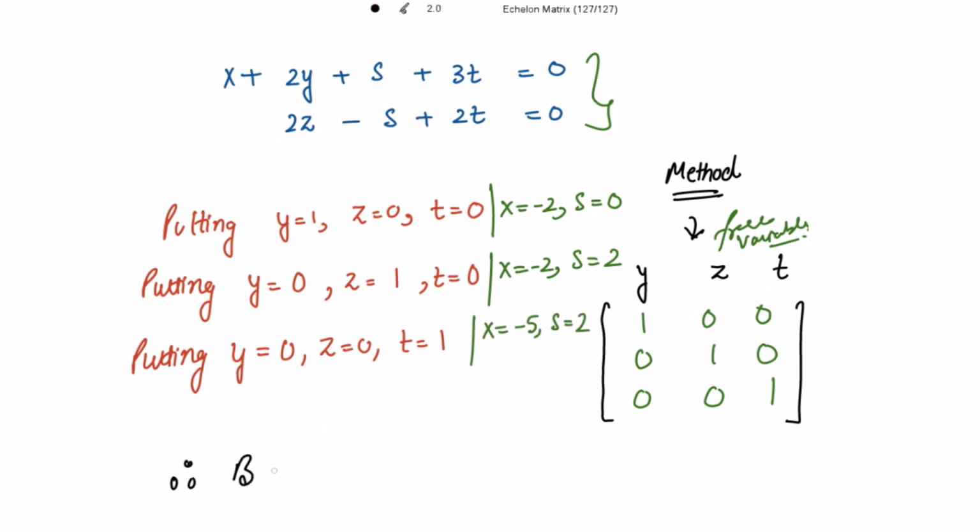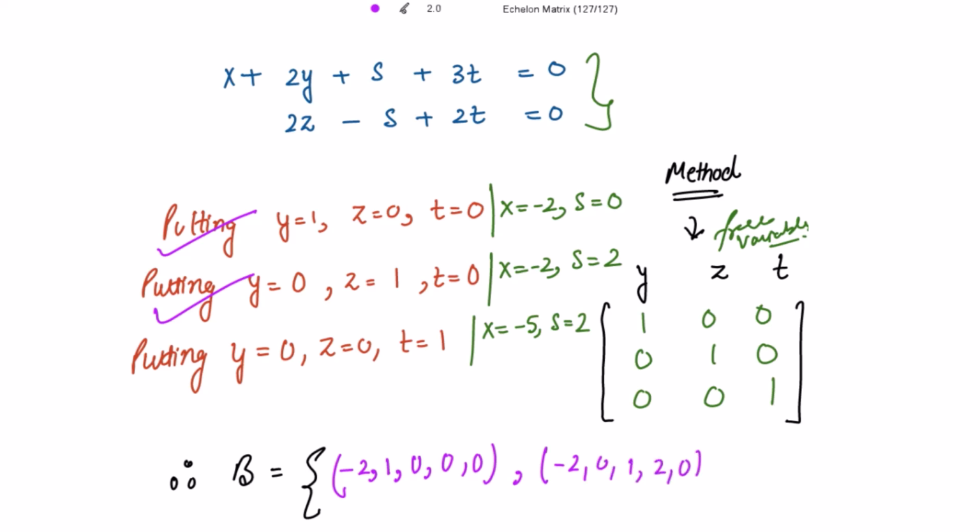So therefore we get the basis. From the first set we have the value of x as minus 2, the value of y 1, then the values of z, s and t: minus 2, 1, 0, 0, 0. Then from the second set we get minus 2, 0, 1, 2, 0. From the third set we get minus 5, 0, 0, 2, 1. So these form the basis for W.